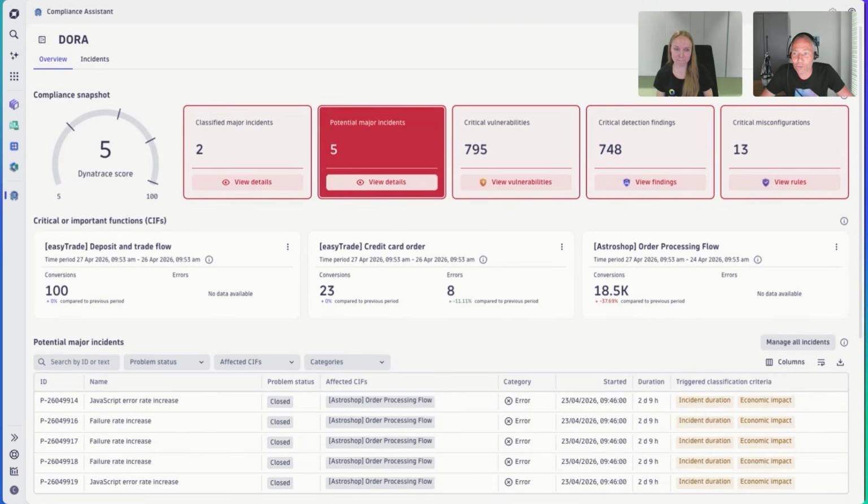I also see the critical or important function, the CIFs, yet another acronym. Can you fill me in what this is all about? Because it looks to me like it's connected somehow to your business objectives as an organization.